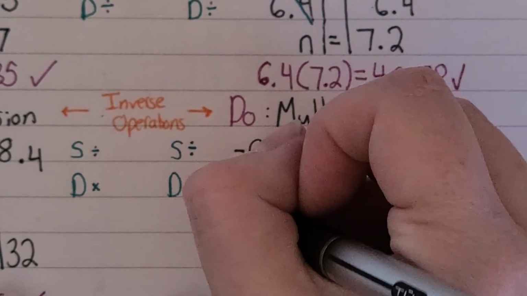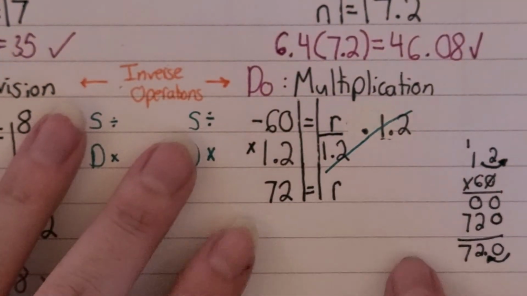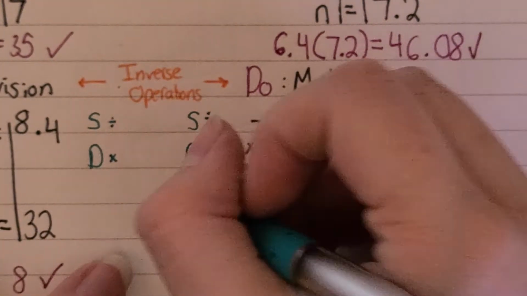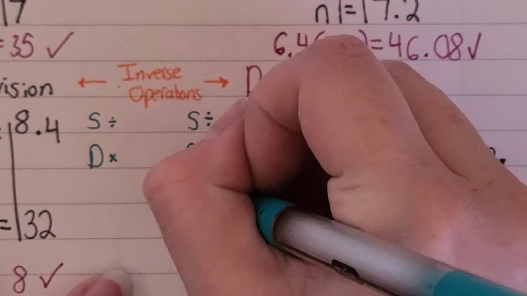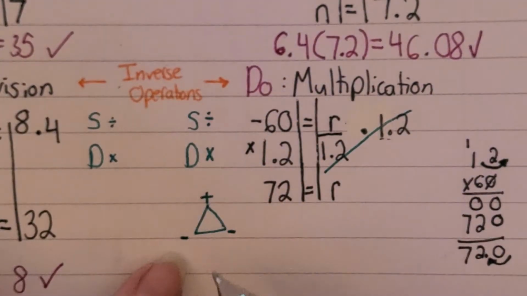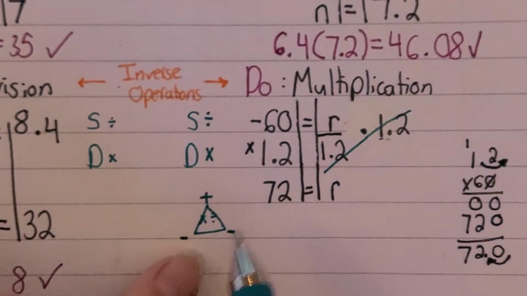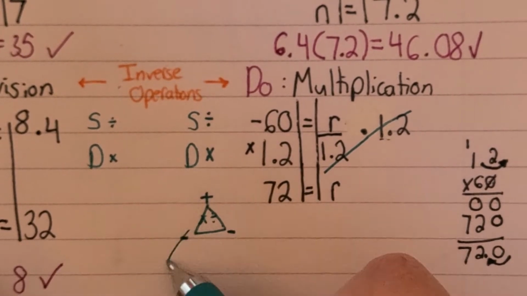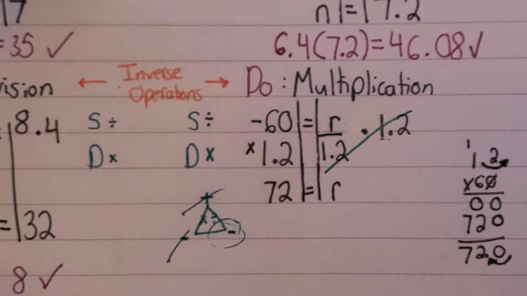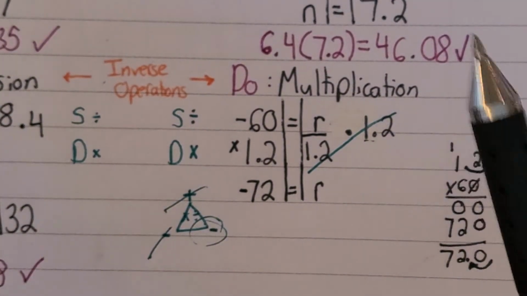So this is 72, but I did it times a negative. So remember, with those, we use our triangle. Okay, we have our little plus sign Christmas tree topper and our little negative legs. All right, we use this whenever we multiply and divide, not add and subtract. So I had a negative and a positive, so that means my answer has to be a negative. Okay, so that r has to be a negative 72.